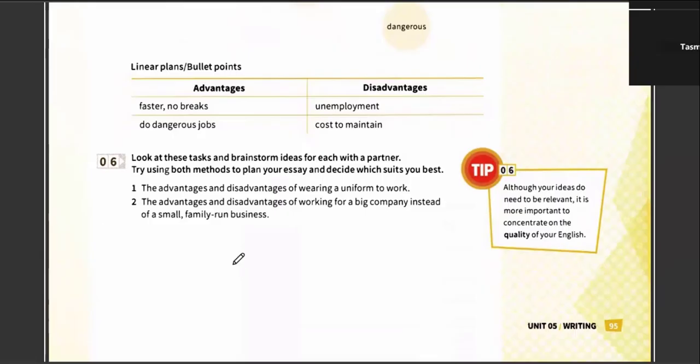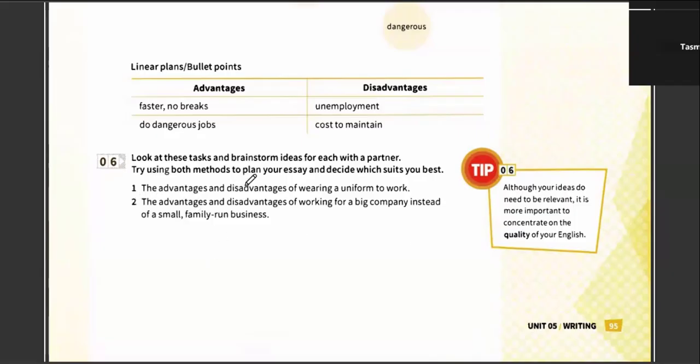So looking at the next activity, they say that look at these tasks and brainstorm ideas for each with a partner. You don't need a partner. Try using both methods to plan your essay and decide which suits you best. I already know which suits you best. Still, I would like to tell you to do number one and number two. Or you can do any of these. Just select one. You can do number one or number two.